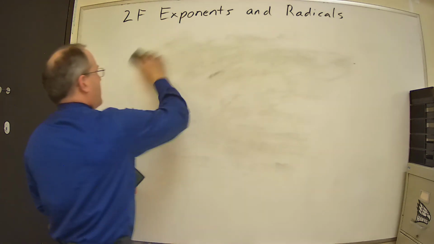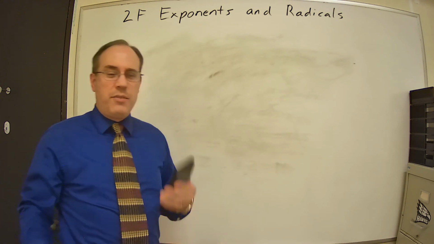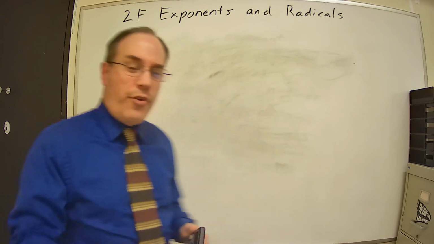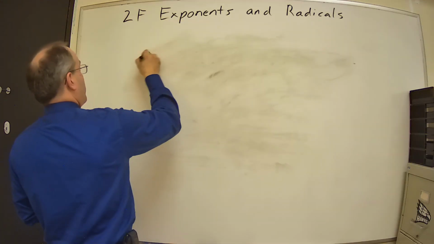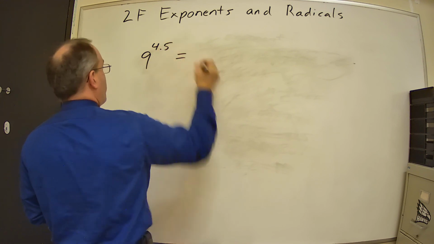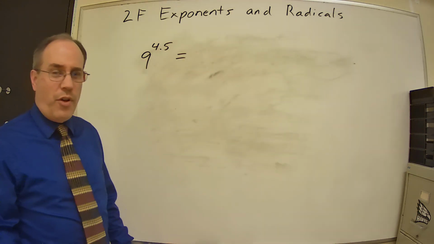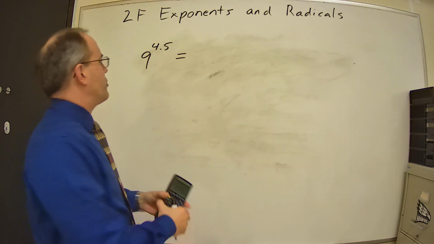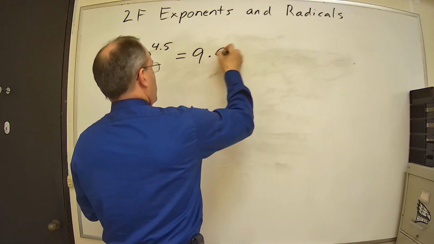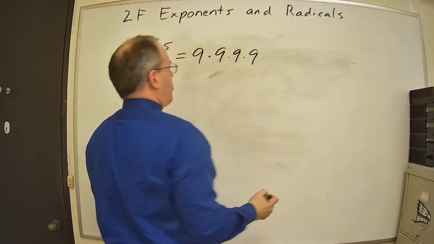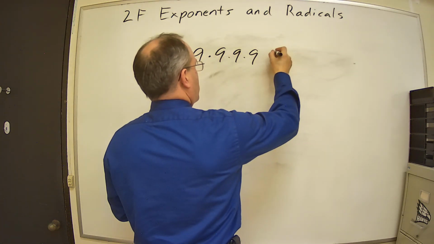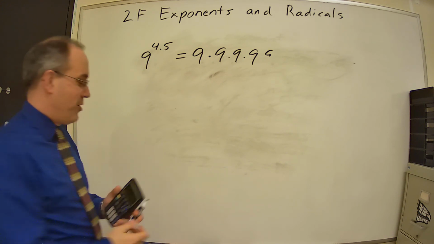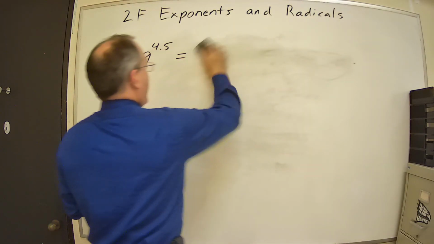What if we have a decimal for the exponent? Because that seems like that would throw things off a little bit. So let's try a couple. First, I'm going to do 9 to the 4.5. Well, first of all, doing this by hand seems difficult, because sure, I can write out 9 times 9 times 9 times 9. But what do I do with the half? Give myself half of a 9? I can't do that, right? So that's not going to work well, doing it by hand in that way.